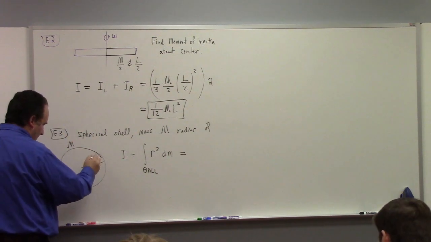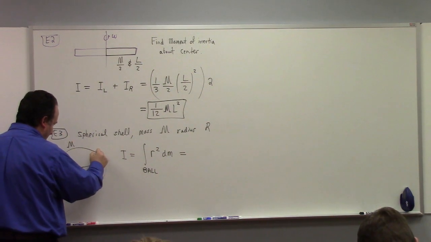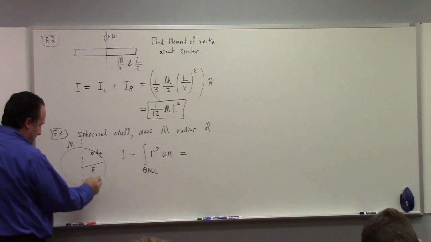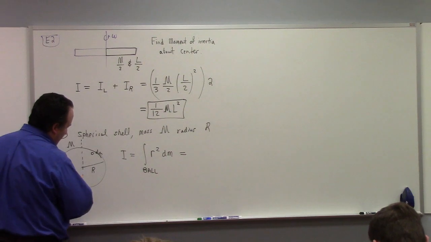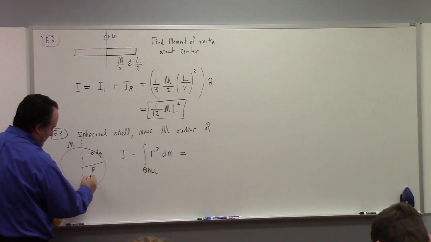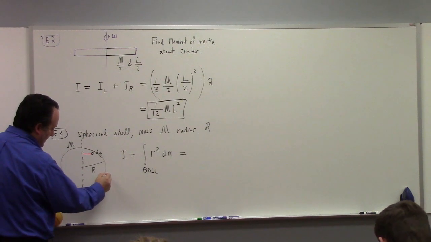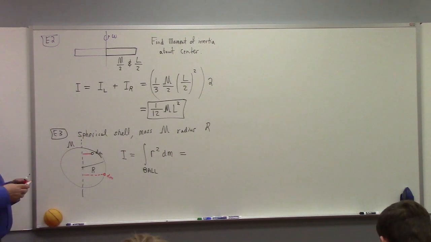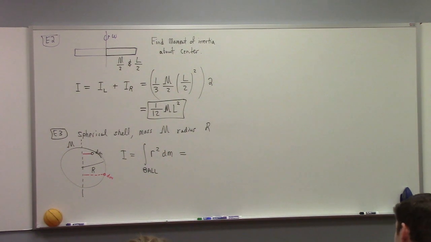So if I take a little dm here, and I have my axis, let's draw it vertically. Well, the distance of this little mass right here is different than the little mass that's over here, right? So the moment of inertia is not going to be contributed to equally from different parts of the sphere. So how do you actually do this one?